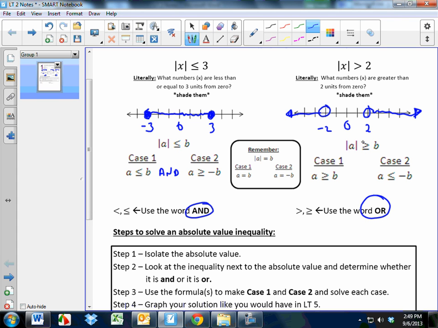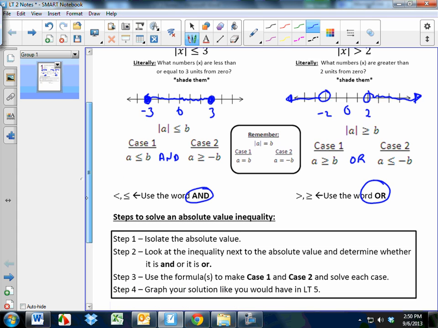Similarly, over here on the right side, the right column, if you have an absolute value that is greater than or equal to b, the first case will be a is greater than or equal to b. So whatever's in the absolute value is greater than or equal to b. Then the word will be or between the two. In the second case, flip the inequality, change the b to negative.